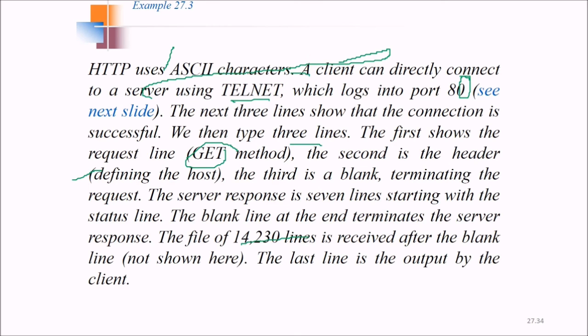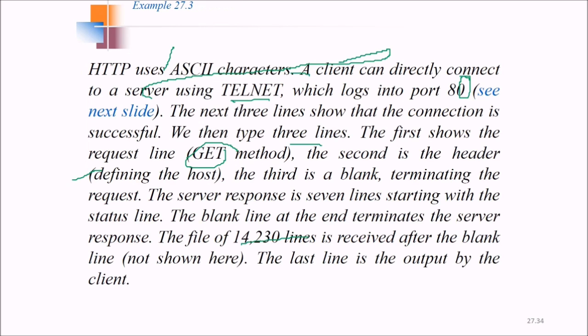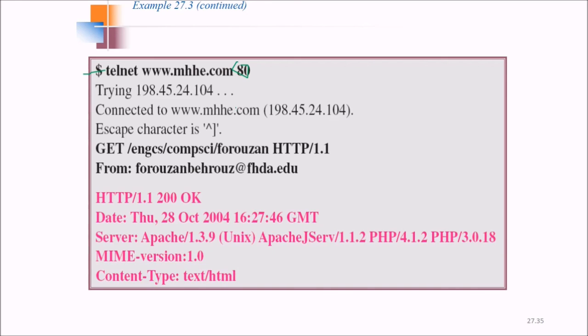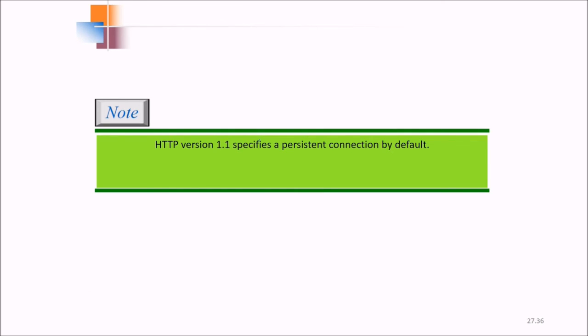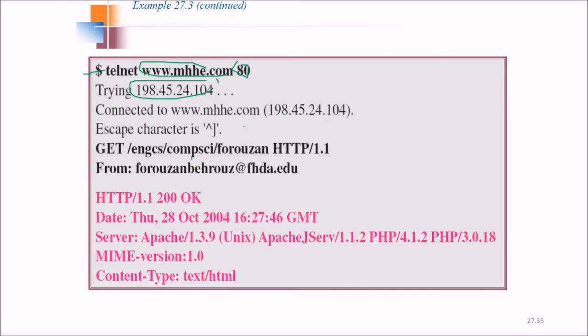Okay. Client can directly connect to a server using telnet, which logs into port 80. And the next 3 lines show the connection is successful. That means it is trying for this IP. This is an IP address. It is connected to this URL, www.mhe.com, and this is the escape character. And then we have the first, which shows the request line. This is the request line.